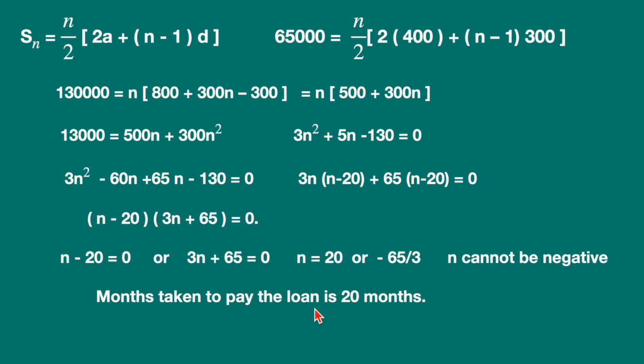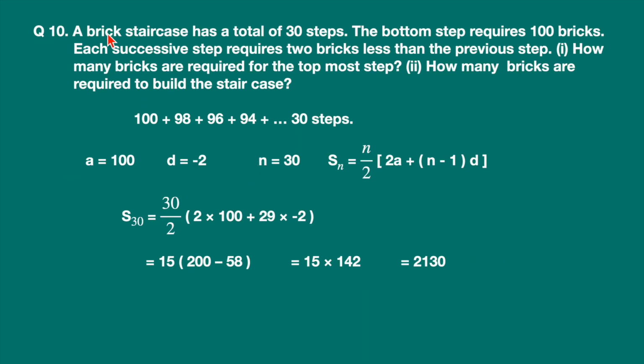Months taken to repay the loan is 20 months. A brick staircase has a total of 30 steps. The bottom step requires 100 bricks. Each successive step requires 2 bricks less than the previous step. How many bricks are required for the topmost step? How many bricks are required to build the staircase?